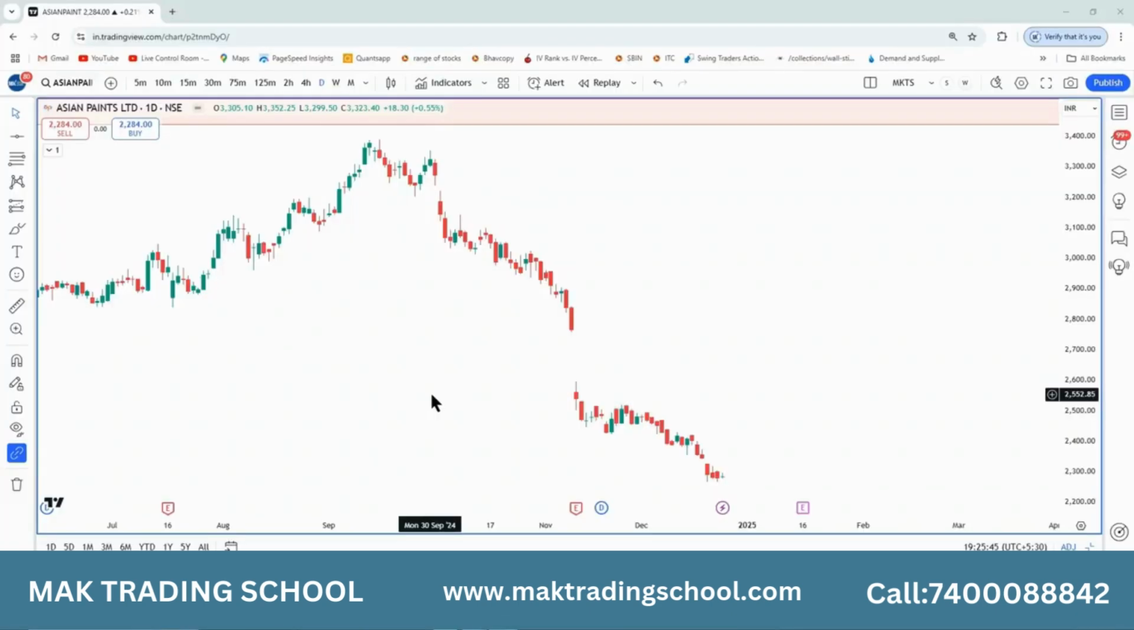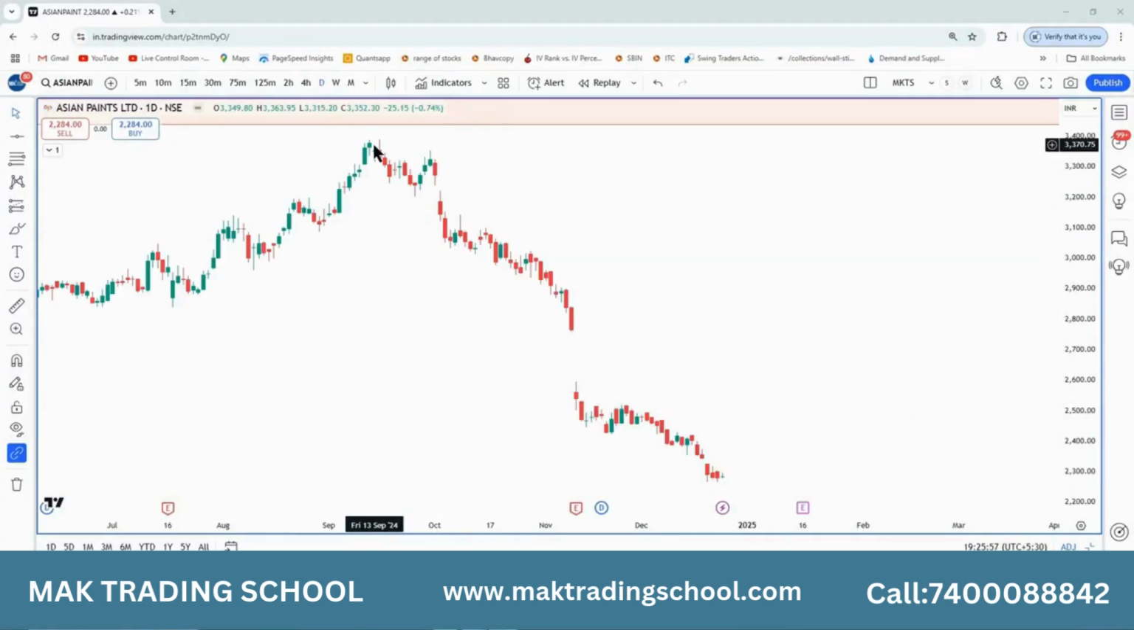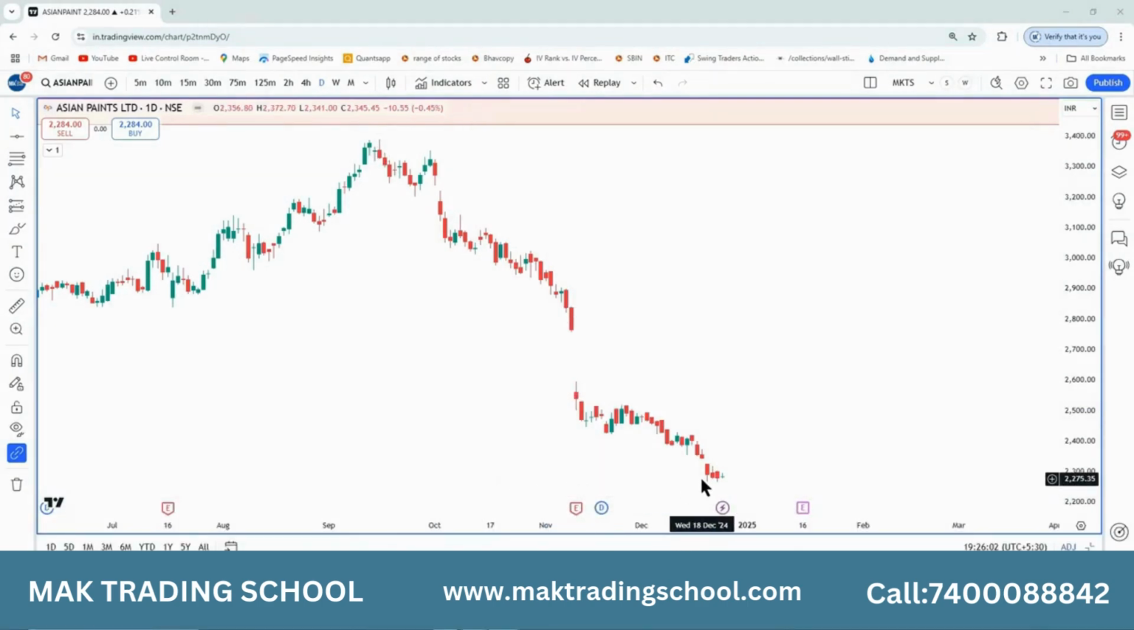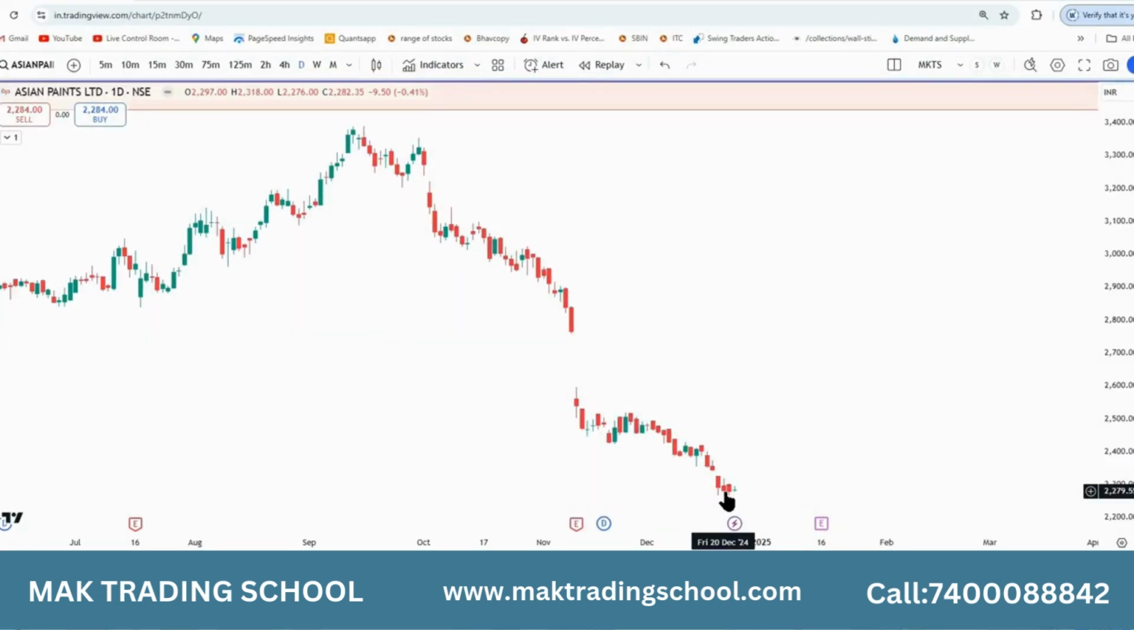So the chart on my screen is for Asian Paints. It's on a daily time frame. Asian Paints in September was trading around 3400 levels, and as of today, in a span of about 3 months, the stock is around 2200. So this is more than a 30% correction in the stock, and everyone is panicking, not knowing where this downslide in Asian Paints is likely to end.